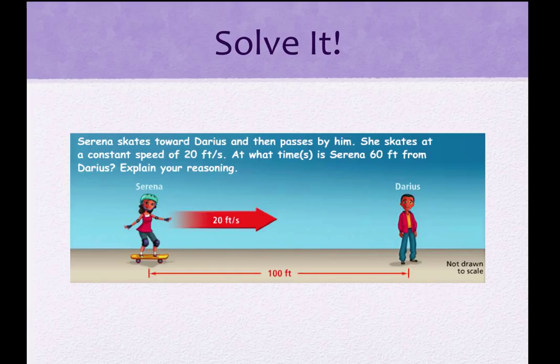Serena skates towards Darius and then passes him by. She skates at a constant speed of 20 feet per second. At what times is Serena 60 feet from Darius? Explain your reasoning. You can see right now she's 100 feet away. She's going 20 feet per second. When is she 60 feet from Darius? Pause this video, come up with an answer, and then restart.